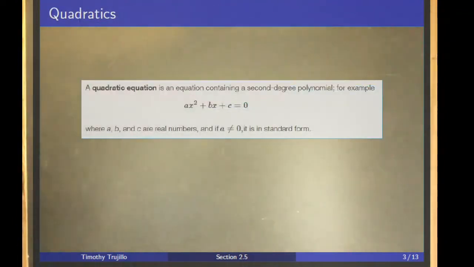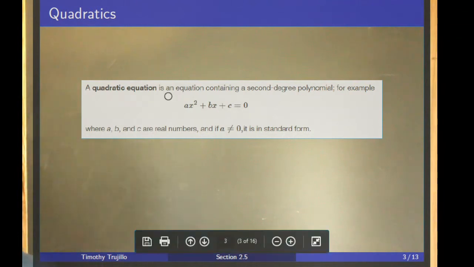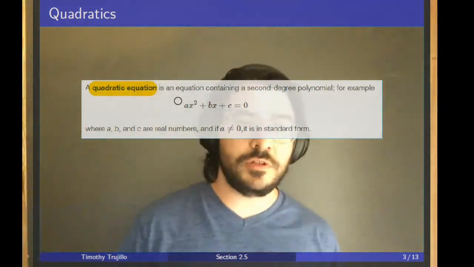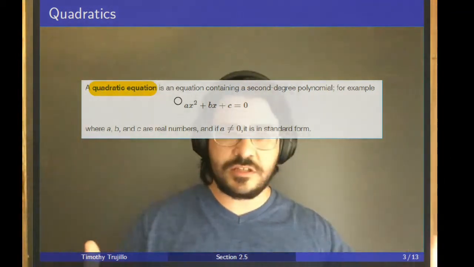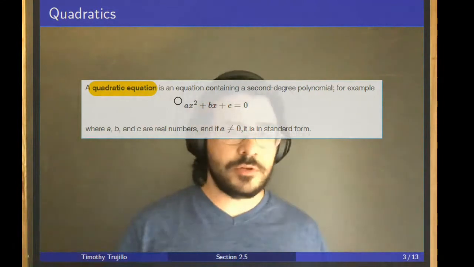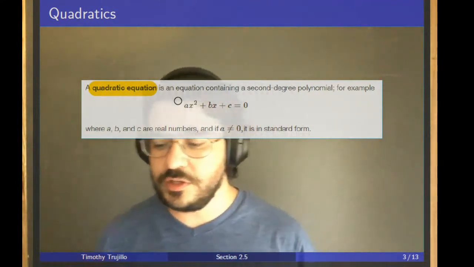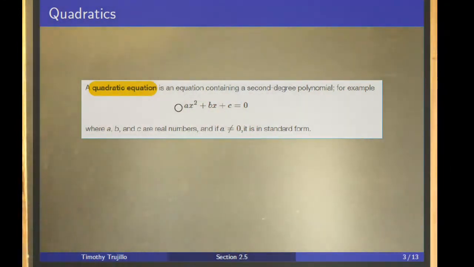So for those of you who've never seen a quadratic equation, here's what we mean by it. So a quadratic equation here. The textbook calls it an equation, but it's any equation that's equivalent to this one. So you could add and subtract things to this equation, multiply both sides by something. So anything that's equivalent to this is called a quadratic equation.